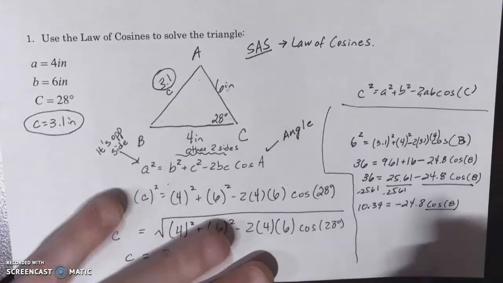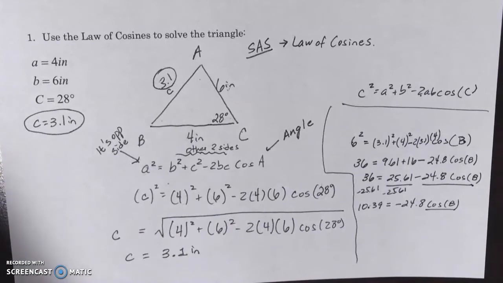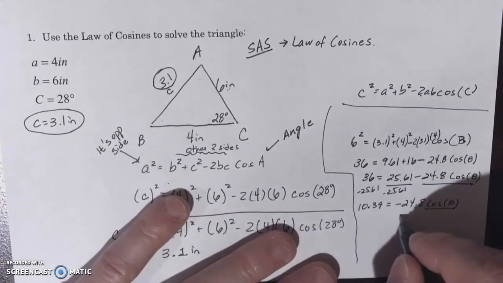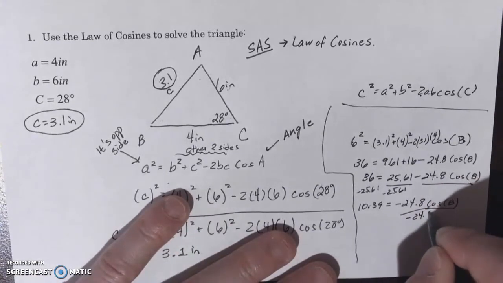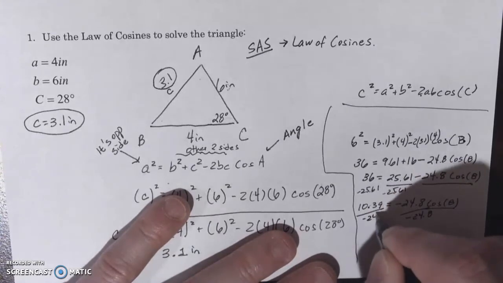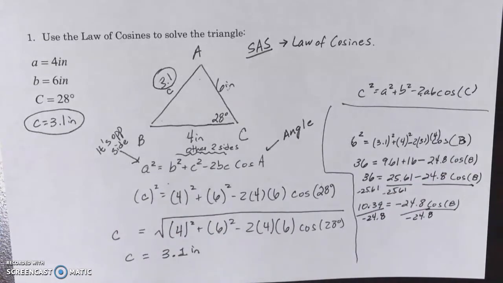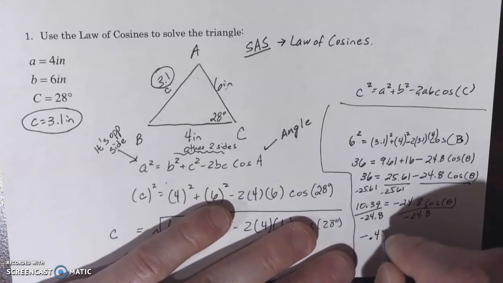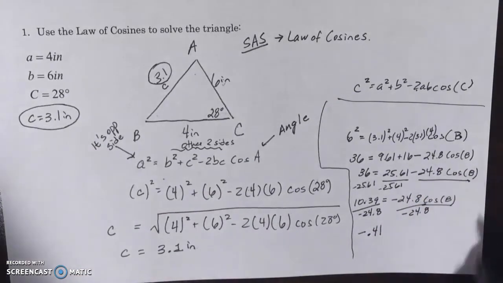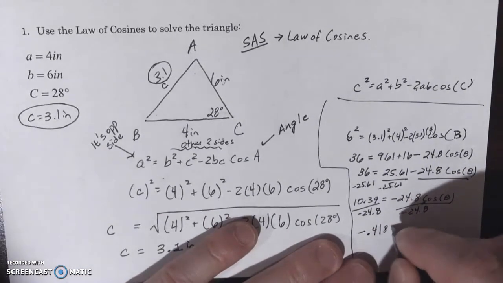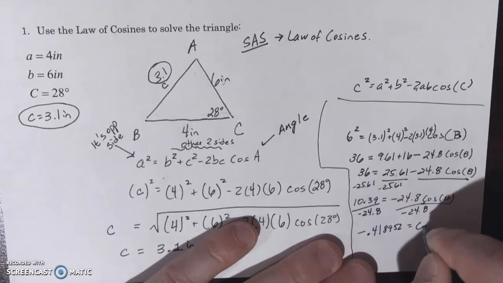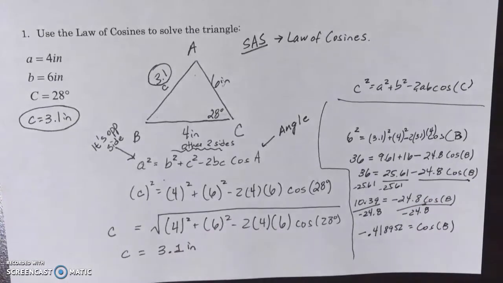Still looking to get cosine of B by itself. How do I want to do that? Divide by negative 24.8. If we put that into our calculator, we'll get negative 0.418952. We can use all of the decimal points because this is not a final answer for us.